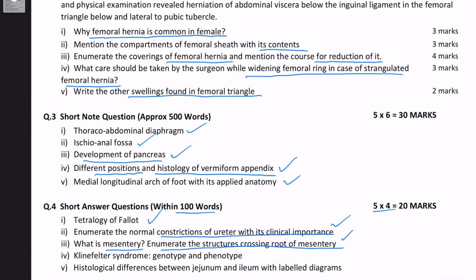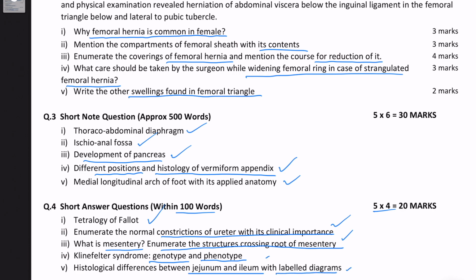Klinefelter syndrome, genotype and phenotype. Klinefelter even I have explained in the previous year's question paper. There was some question on the abnormalities of the chromosomes. There even I have explained about Klinefelter XXY syndrome. Then histological differences between jejunum and ileum with labeled diagrams.